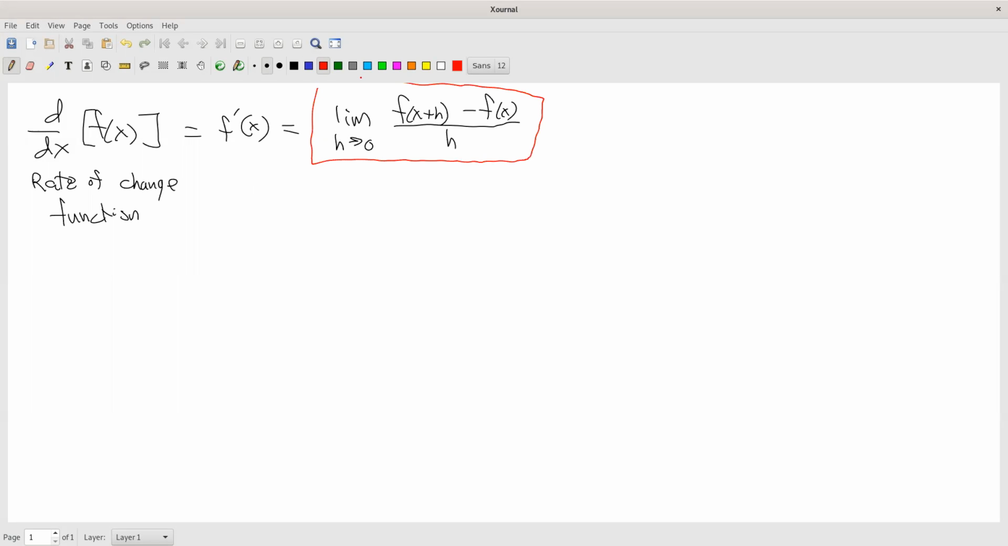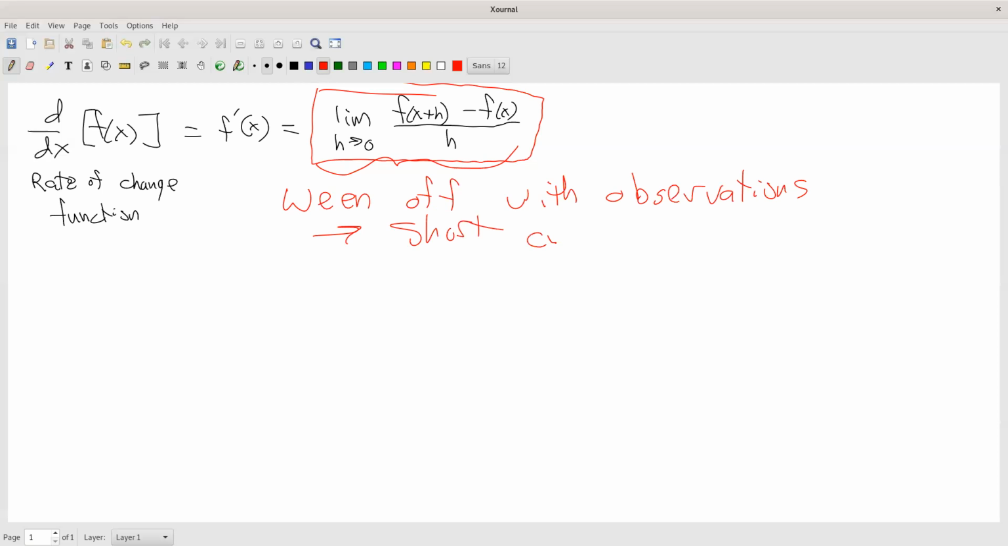And what we're going to do today is wean ourselves off of this formula by observing some patterns, so we don't have to do this every time. We can say, hey, I know a pattern for this kind of problem. And we just have these shortcut rules. So again, we're going to wean off with some observations. These observations are going to lead us to shortcut rules, so we don't have to do that limit of the difference quotient every time we want to take a derivative.